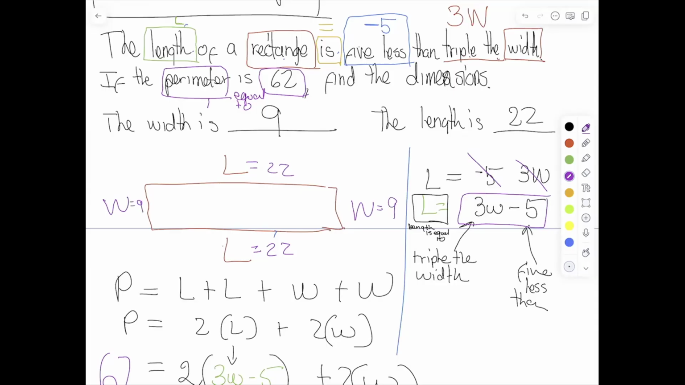And if I add all of these, right? 22 plus 22, that's 44. If I add 9 and 9, that's 18. And now if I add the 44 and the 18, that's going to give me 62. Is the 62 the same thing as what they gave me? Yes. This problem is going to be on your test on Friday.